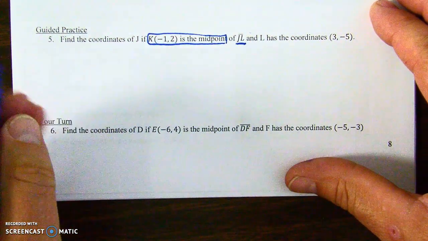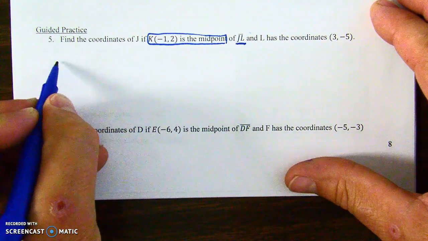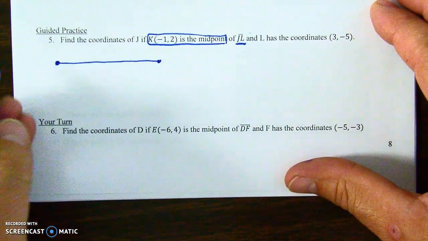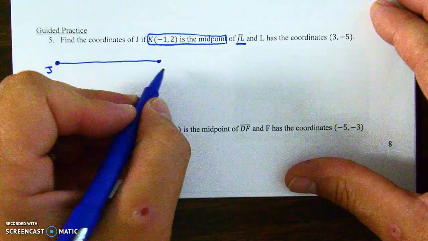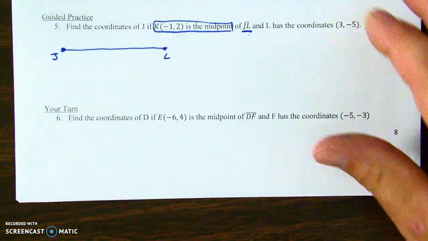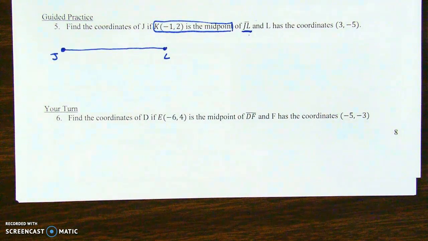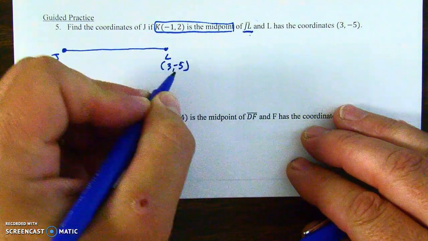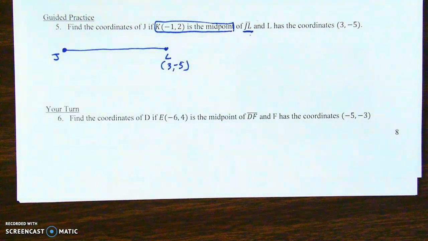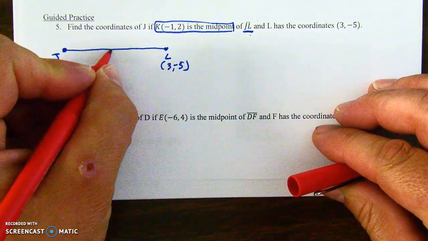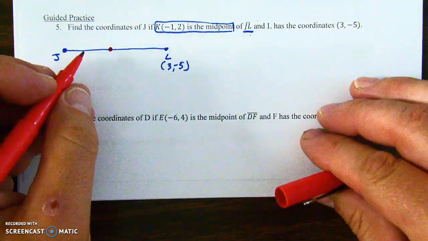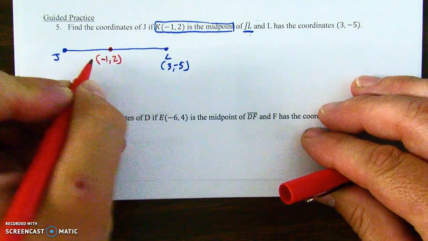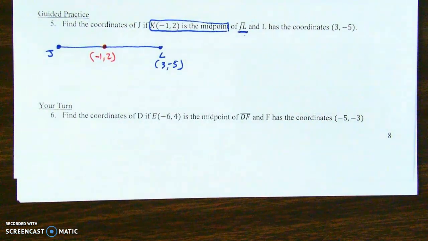So what I would do, and I'm probably going to show the easiest way to do it first, I'm just going to go ahead and draw a line. Let's put some points on the end, and this is going to be J, and this is going to be L, just like it says here, and then we're going to get our midpoint K. But first, I'm going to give the coordinates of 3, -5 over here, okay? And then that means we have a midpoint somewhere in here, which is going to be -1, 2.